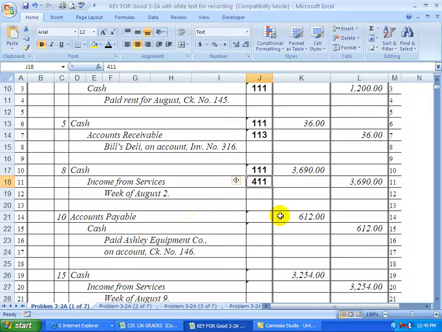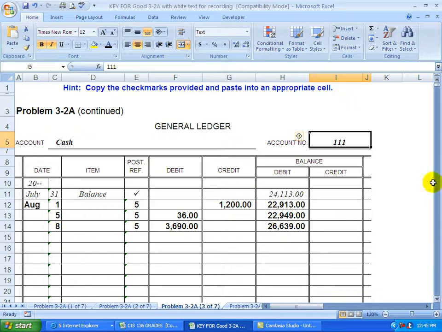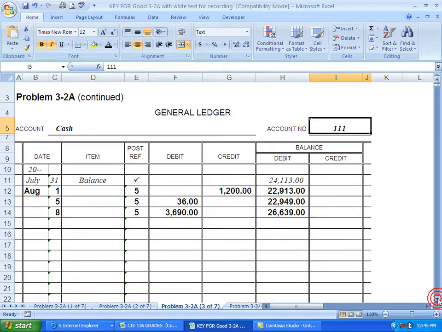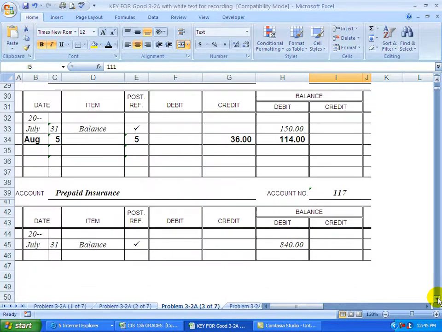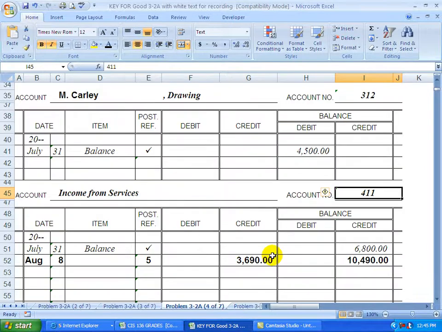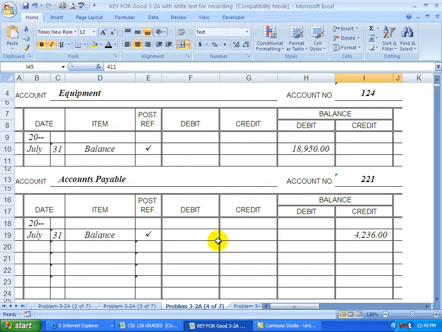Next one is accounts payable. Accounts payable is debited on the 10th. So we go to accounts payable. I'm going to browse through and find it. Okay, here's my accounts payable. I'm going to have to put in the month and the day because it's a new month. And it is a debit.